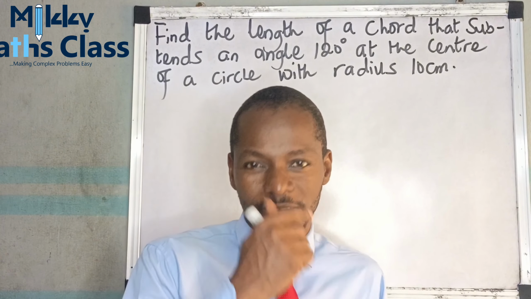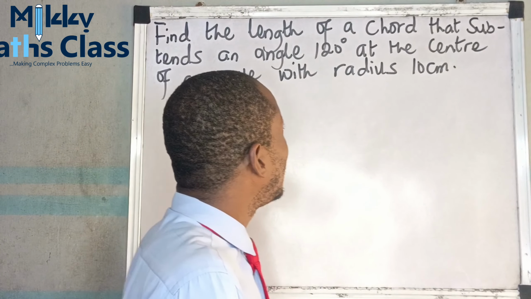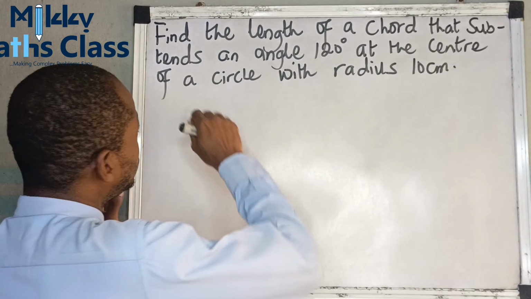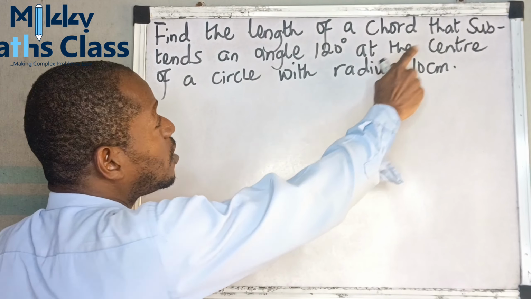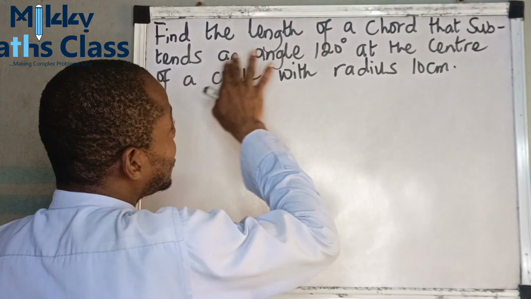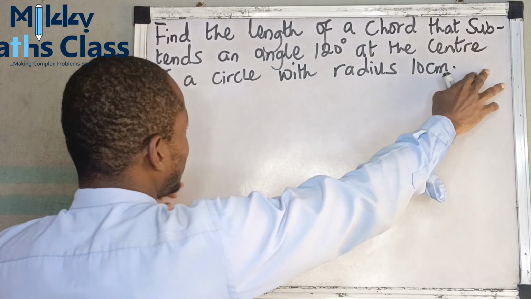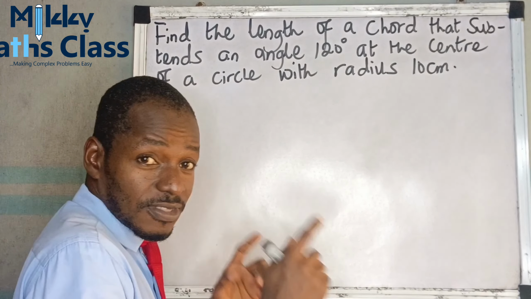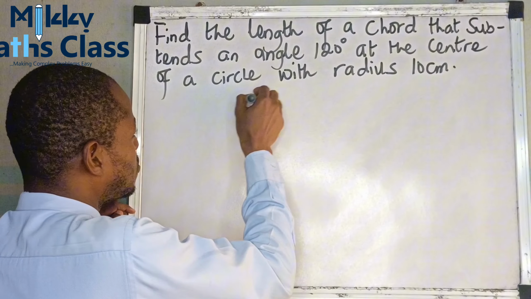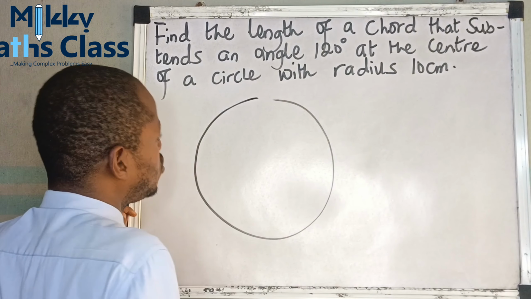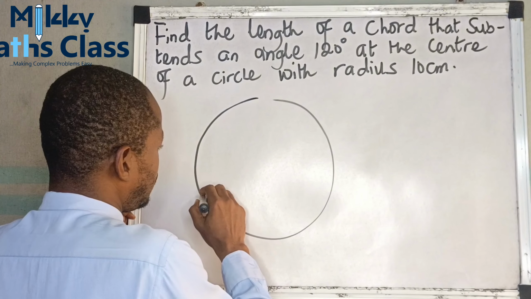Come along, we have a question that borders on the length of a chord. It says, find the length of a chord that subtends an angle 120 degrees at the center of a circle with radius 10 centimeters. So straight up, let's put a pictorial representation of that information.